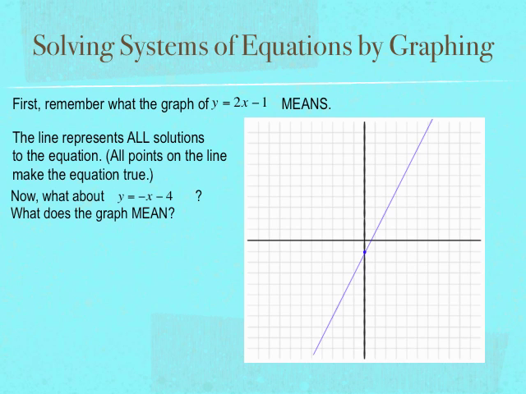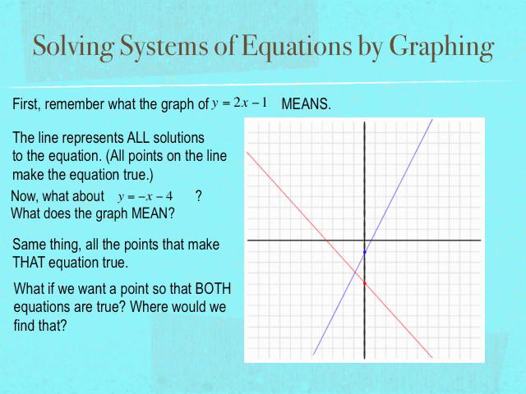So let's look at another one. If we have the graph of that guy, what does that graph mean? Well, again, we know how to graph it. We've done that over and over again. What it means is that any blue point will make the first equation true. Any red point will make the second equation true.